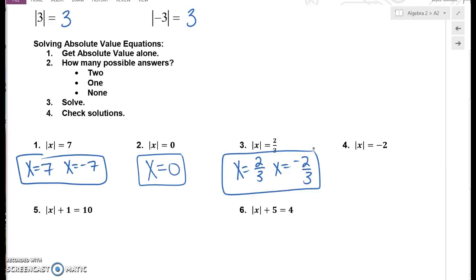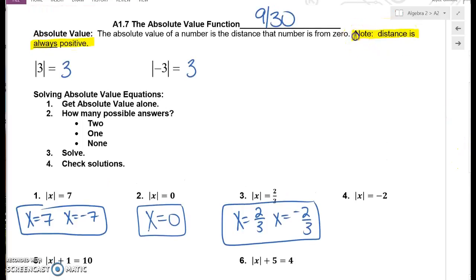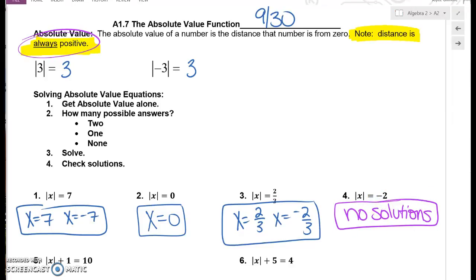Okay, number 4, the absolute value of x equals -2. Where on the number line are we -2 units away from 0? It is not possible to be -2 units away from 0 because distance is always positive. So if your absolute value equals a negative number, that means no solutions.